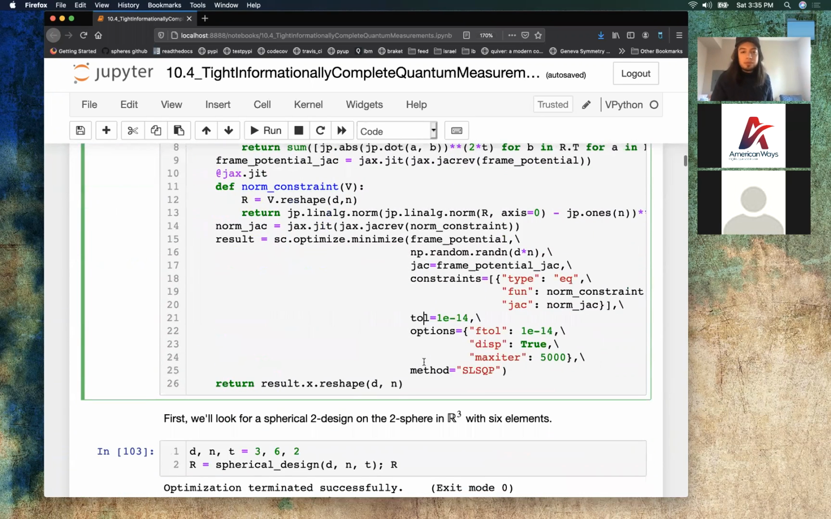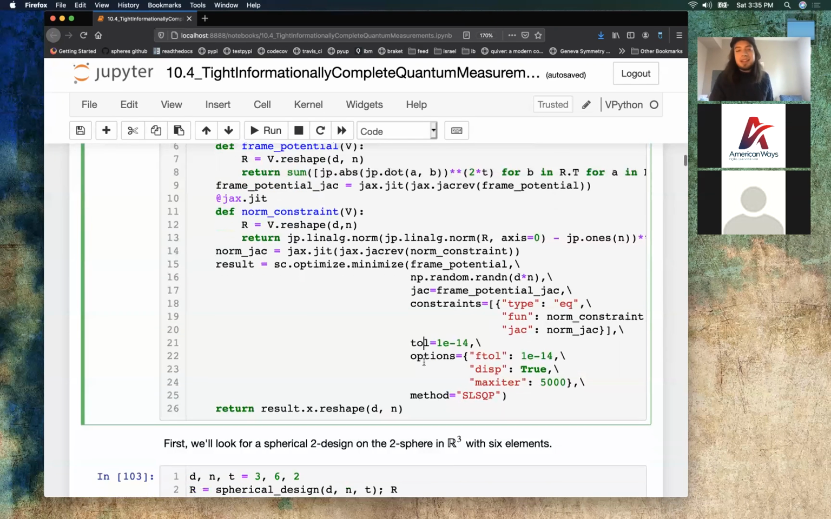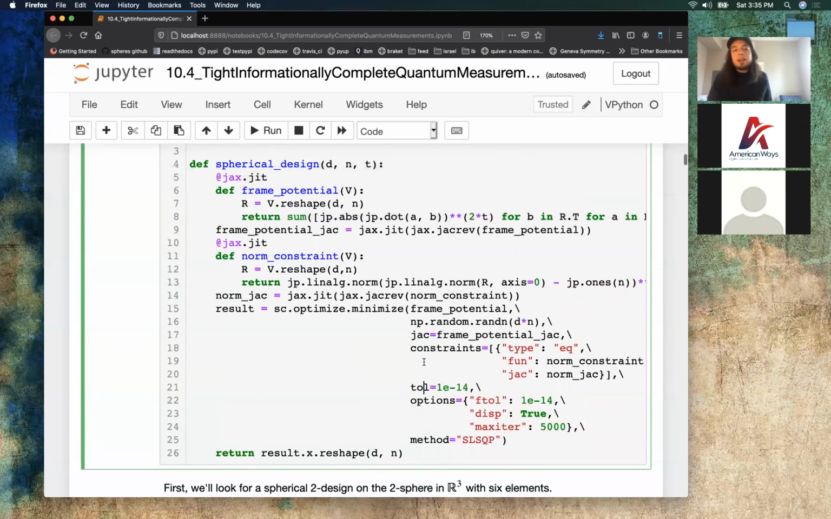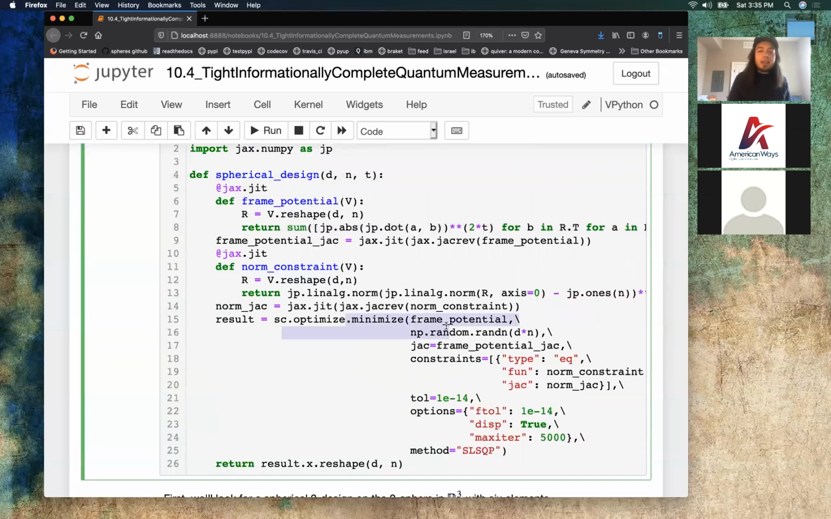This is amazing. Yeah, I love it. It's great. SciPy Optimize is great, very useful.